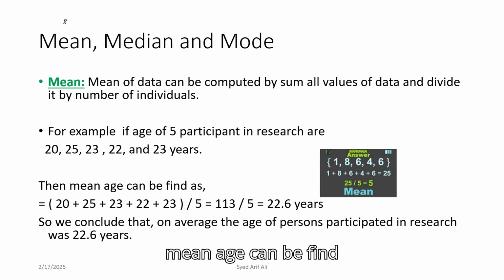The mean age can be found as the sum of all 5 ages, 20 plus 25, 23 plus 22 plus 23, and divide by 5. It is equal to 113 divided by 5, which is equal to 22.6 years. So we conclude that on average the age of participants in the research was 22.6 years.